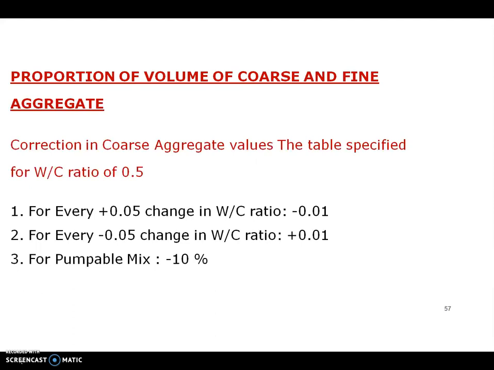Now, next step is the proportion of volume of coarse and fine aggregate. In the present case, water cement ratio is 0.40. Therefore, the volume of coarse aggregate is required to be increased to decrease the fine aggregate content. As the water cement ratio is lower by 0.10, the proportion of volume of coarse aggregate is increased by 0.02. That is, at the rate of plus minus 0.01 for every plus minus 0.05 change in water cement ratio.